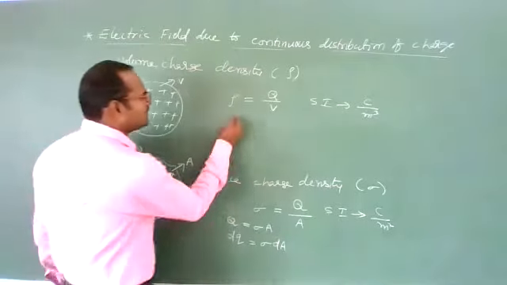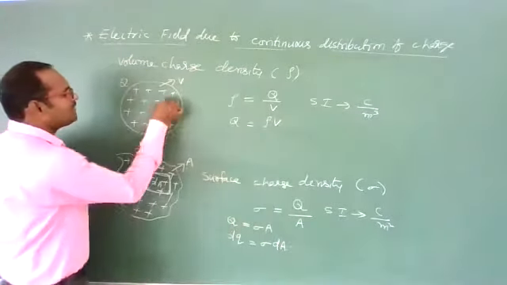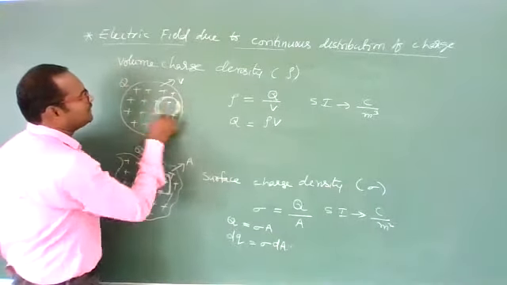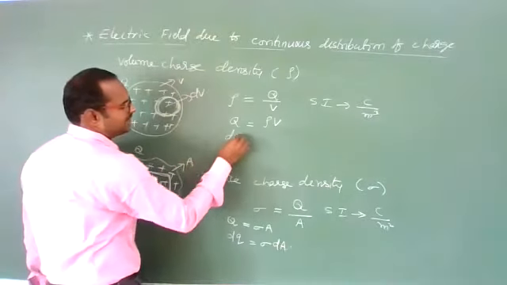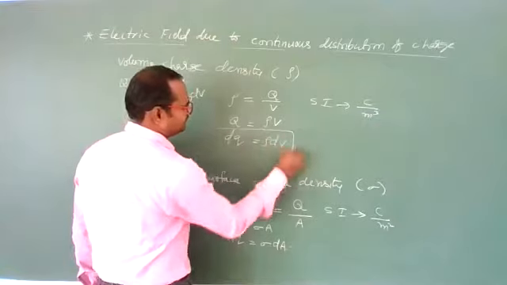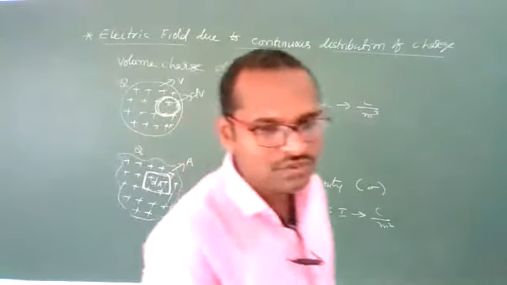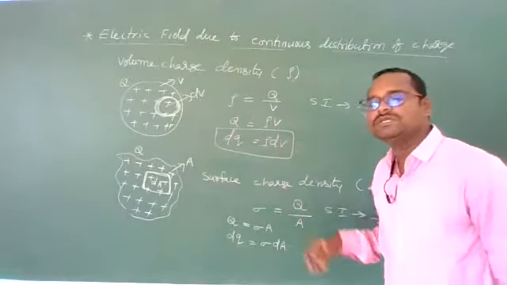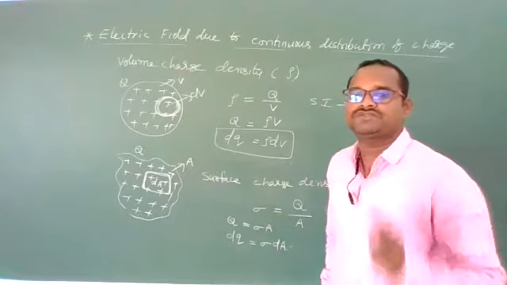Now total charge present Q can be written as rho into V. Now you take a small elementary volume. In this volume dV, how much charge is present? That can be written as dQ equals rho into dV. Clear? So this type of formats already you know. So these techniques we will use to find electric field due to continuous distribution of charge bodies.